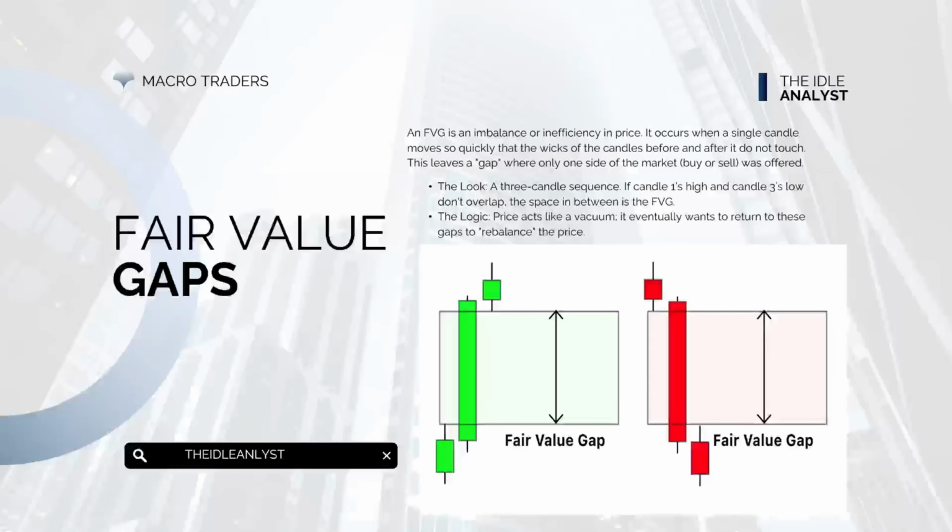Starting with the fair value gaps, basically it is an imbalance or an inefficiency in price. It occurs when a single candle moves so fast that the wicks of the candles before and after it do not touch each other. As you can see here, this candle moves so fast, leaving this gap behind, where only one side of the market was offered. Like now you can see over here, it offered the buy side and also left the sell side not covered, as seen also in that side over here.